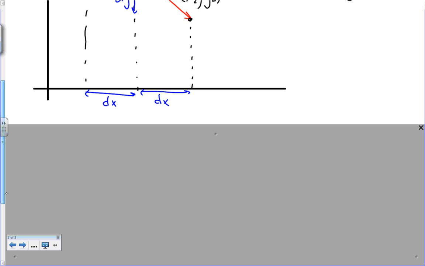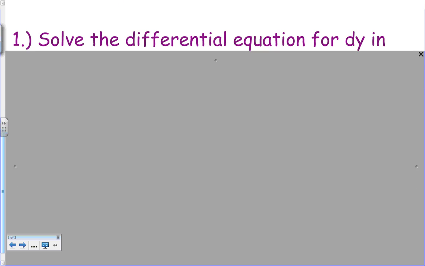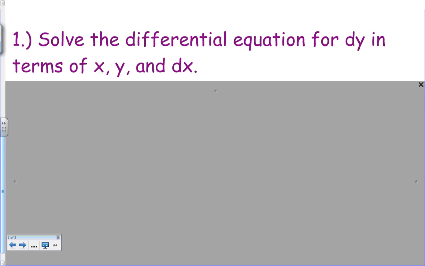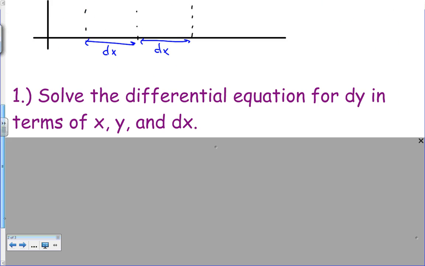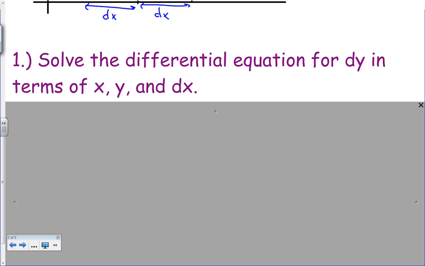So let's go through the steps of what Euler says to do. The first step is to solve your differential equation for dy in terms of x, y, and dx. That's usually the easy step, because you usually start out with an equation that's already got dy over dx on one side. So literally all you have to do is move the dx to the other side. If I go back up here to my example, all I have to do is take this and multiply both sides by it to move it to the other side. Now if it's not solved for dy dx, then obviously you have a little algebra to do first before you can do that step.